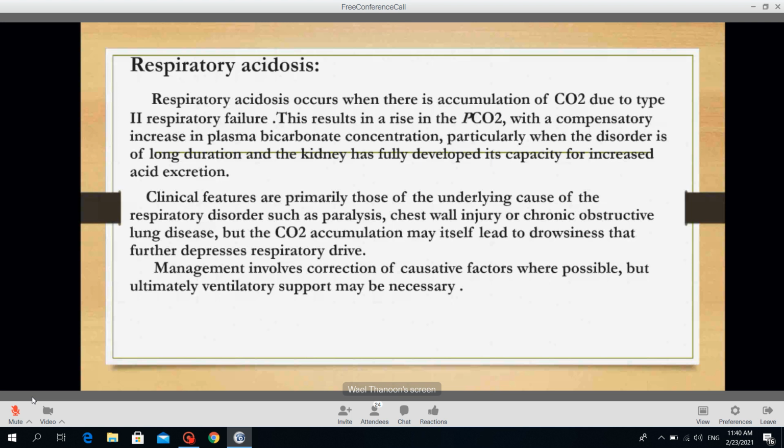Patients with chest wall injury, pleural disease, advanced COPD, acute exacerbation of COPD, or acute type 2 respiratory failure may need artificial ventilation, which is ventilatory support.